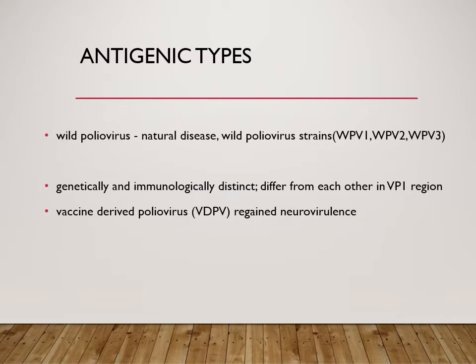Now, what is vaccine-derived? We use a live strain when we vaccinate the child, that is OPV, oral polio vaccine. That is a live strain which has been attenuated. Attenuated means the strain has been weakened, but in less than 1 per 1 lakh children immunized with the oral polio vaccine, they can get the infection from the vaccine itself, and that is known as vaccine-derived poliovirus. So that can sometimes be neurovirulent.